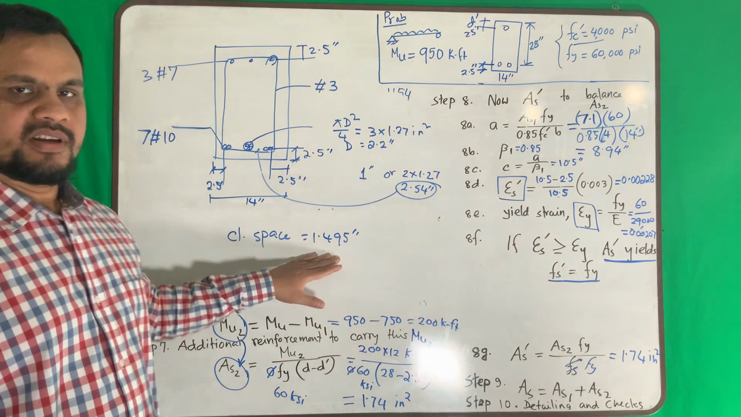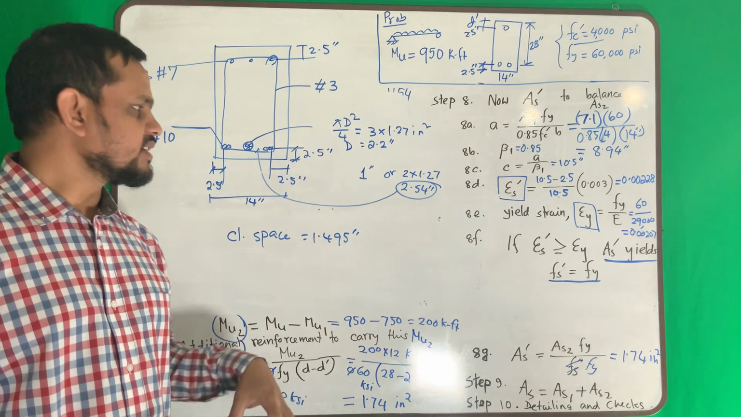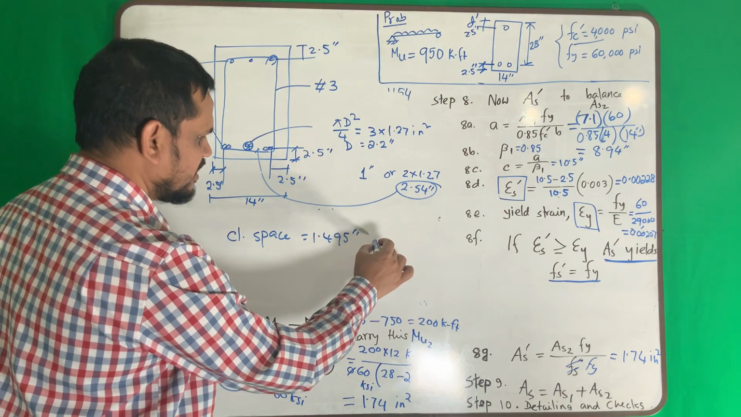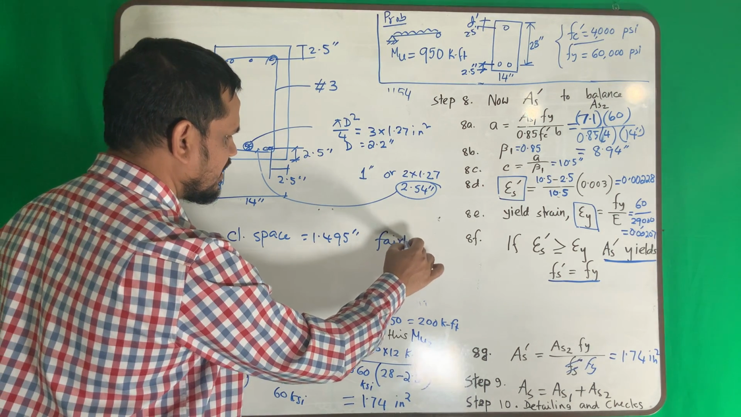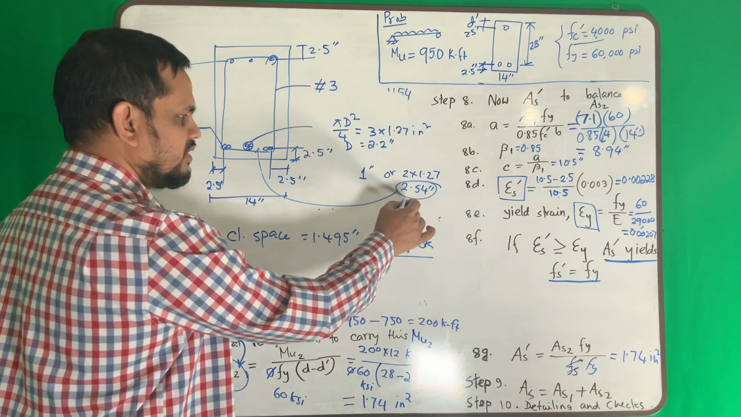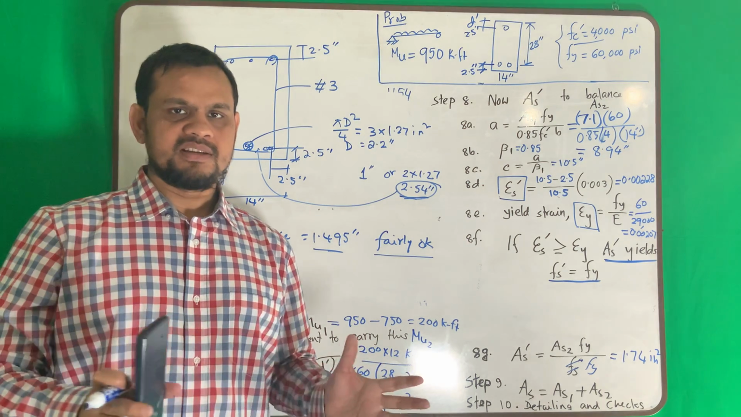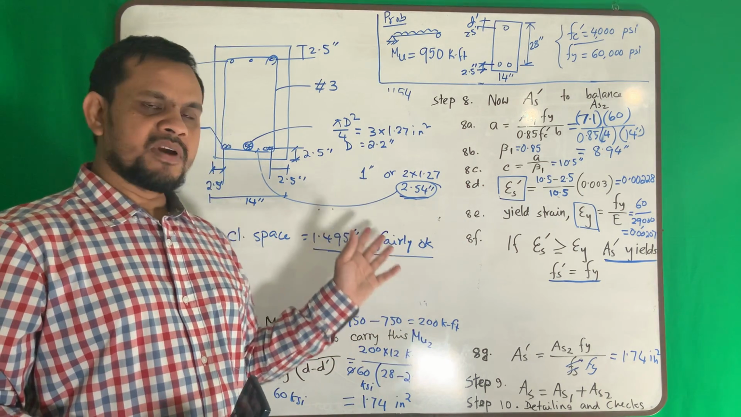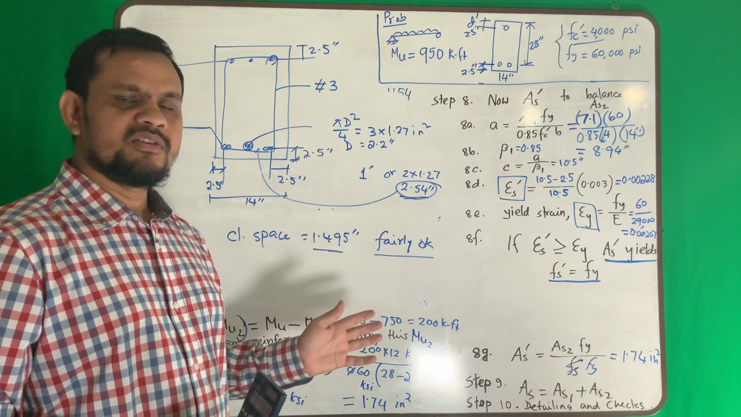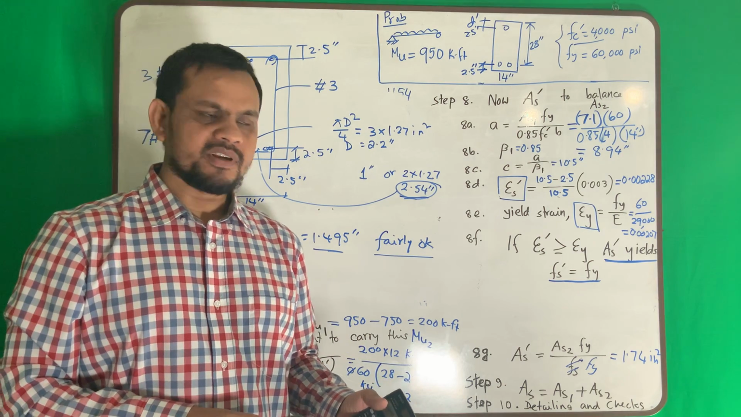Now, if you leave it, it's not a mistake. We need this clear space so that my aggregate goes inside. So you can leave it as it is. You can say fairly okay. If you say fairly okay, it is okay actually. Because we need this, but we have this. Now, it is not mathematics that it should mathematically satisfy. No, not like this. If you do slightly less, it will be difficult for labor to compact the concrete mix.